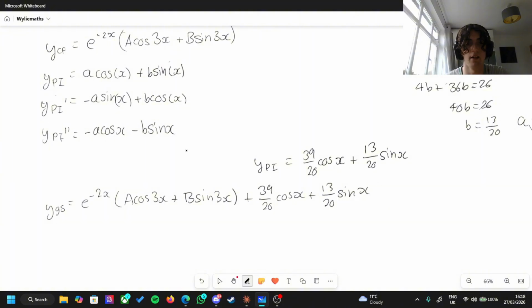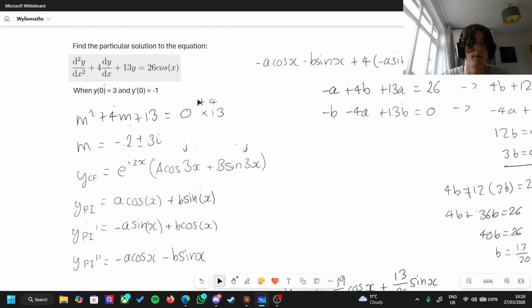That is the full relation for our first question, for our question which we've just looked at. That is, however, not the final answer to our question. It is just the general solution. We are, after all, looking for a particular solution. And the conditions were that y of 0 is equal to 3 and y dash of 0 was equal to minus 1, as given to us in the question.